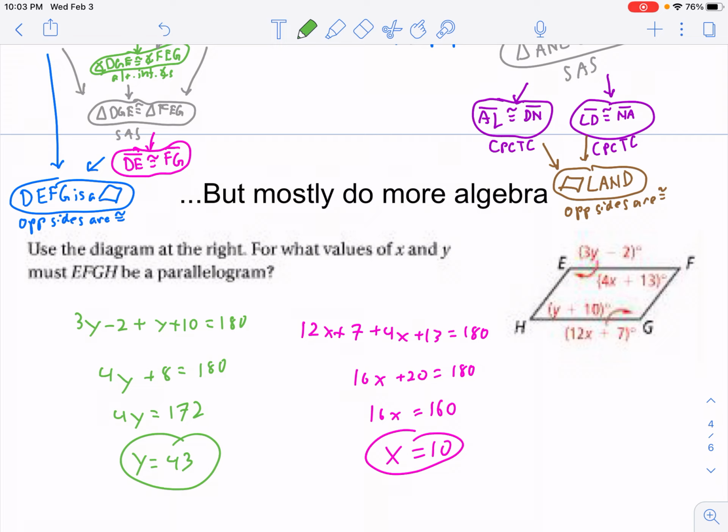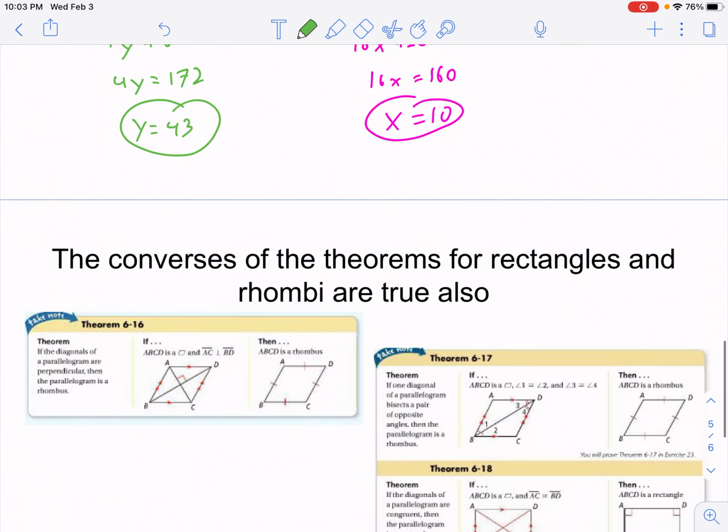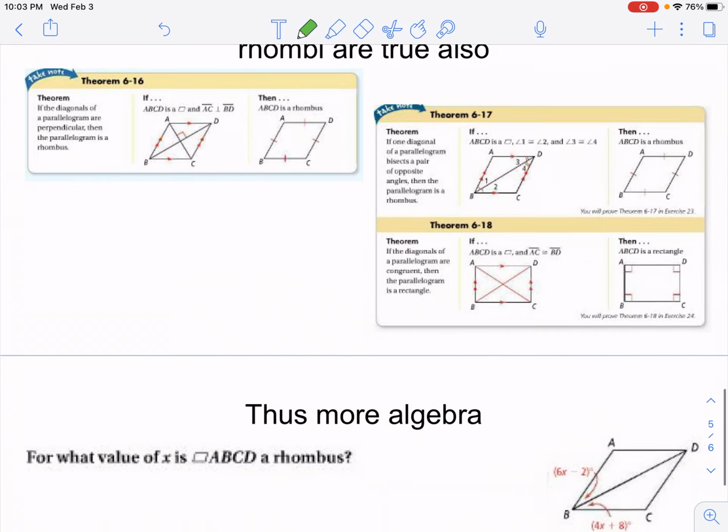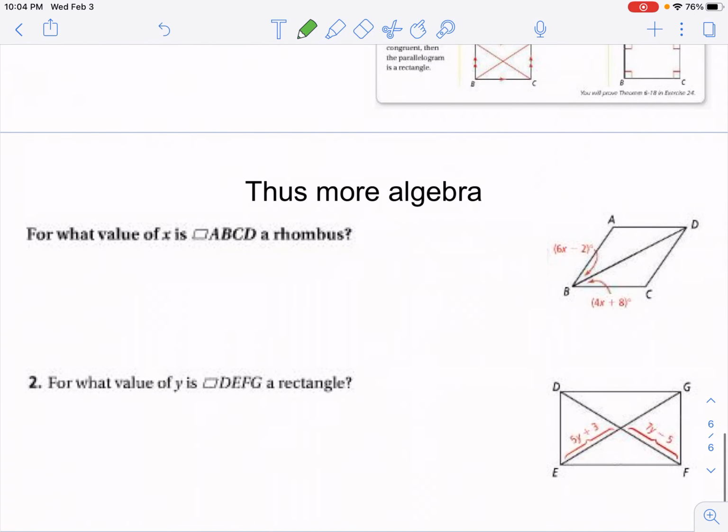So, that's pretty much it. The same is true for the converses of rectangles and rhombi. Their special properties can also be used to prove what they are, though usually the problems will be phrased such that we already know they're a parallelogram. And mostly, as in the same case, we'll be doing more algebra. So let's try and find x and y for these two problems.